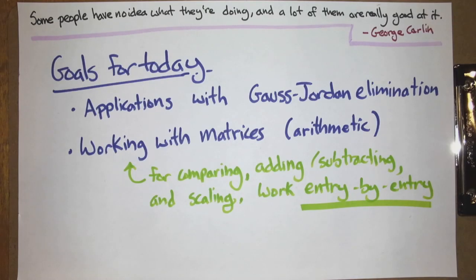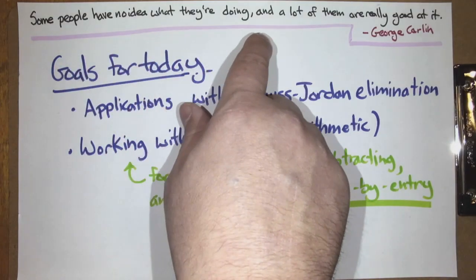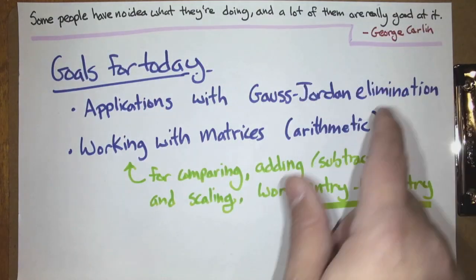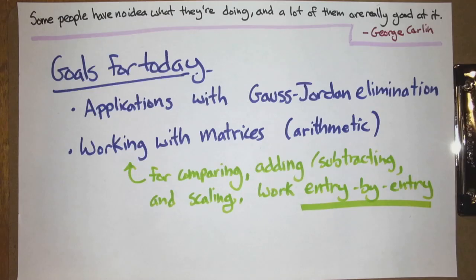Well, we'll start with a thought for the day. Some people have no idea what they're doing, and a lot of them are really good at it. This is George Carlin, who was a comedian, but there's a lot of truth to this, I think. A lot of people don't know what they're doing.